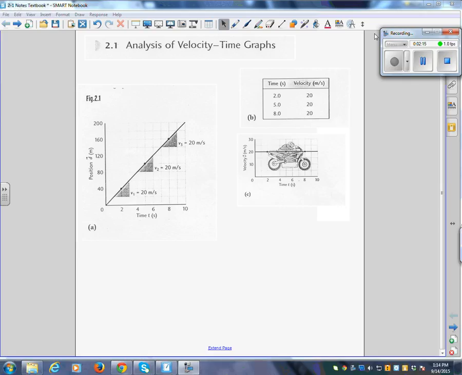I'm going to start in chapter 2. Chapter 2 is velocity time graphs. So 2.1, page 38. If you need to share books today, that's fine. We're going to be using them over the next week or so, so bring them every day this week.